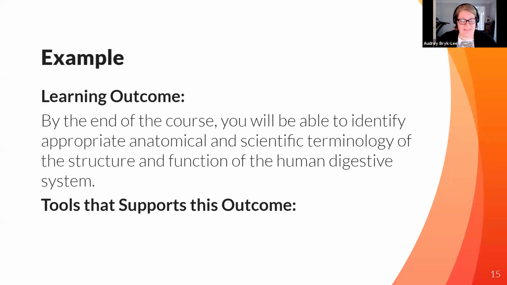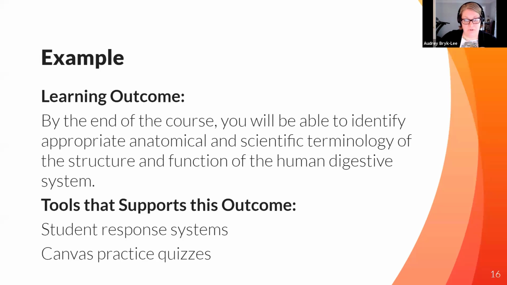And so one more, by the end of this course, you'll be able to identify appropriate anatomical and scientific terminology of the structure and function of the human digestive system. So this one, it's a lot to remember, right? Students are going to have a ton of information they need to remember that they'll continue to use throughout their program and beyond. So I decide I want to include some retrieval practice activities. In the classroom, I might use a student response system like clickers or polling software. And then I might also assign a few practice quizzes on Canvas.